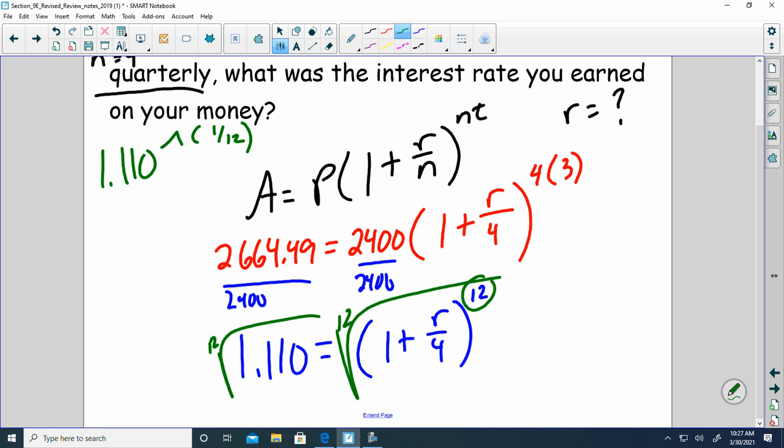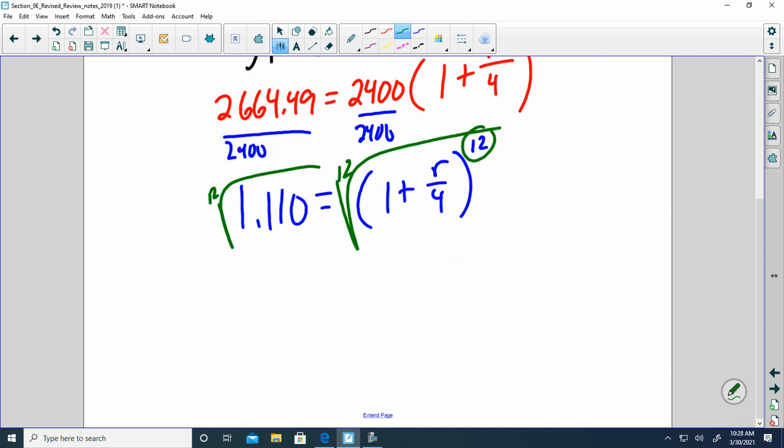So I'm going to go 1.110 raised to, in parentheses, 1 divided by 12, the 1/12th power. So this is going to give me 1.0087. So that means that 1.0087 equals 1 plus r over 4. Subtract 1.